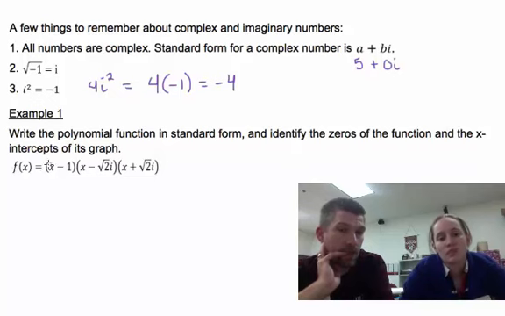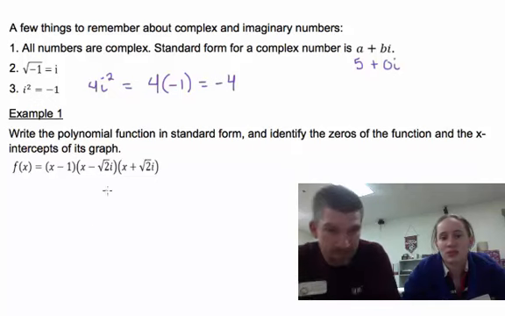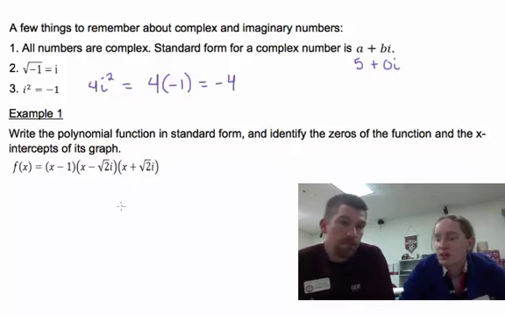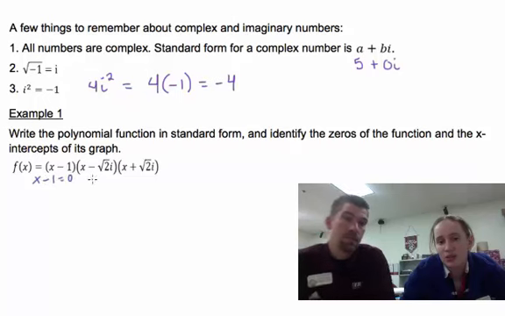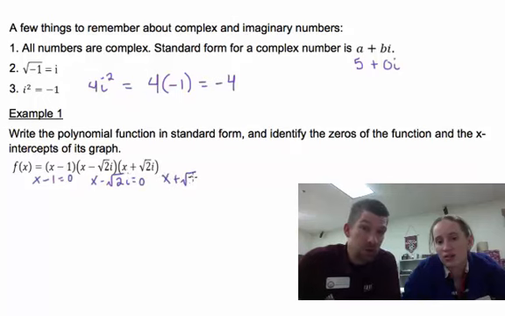Yeah. So example 1 here, we're going to do a lot of multiplying in this section. We want to write the polynomial function in standard form and identify the zeros of the function and the x-intercepts of its graph. Before we multiply it out to put it in standard form, can we go ahead and do the zeros and the x-intercepts? I mean, we could. We sure could. Our zeros are anywhere that these 3 parentheses equal 0. So we probably don't even need to write it out, but it'd be like where x minus 1 equals 0, x minus square root of 2 i equals 0, and so on. x plus the square root of 2 i equals 0.